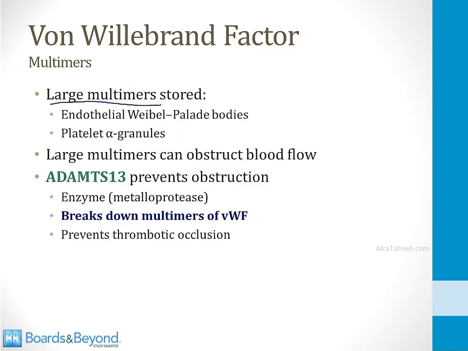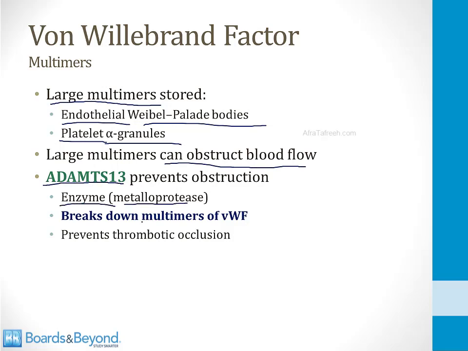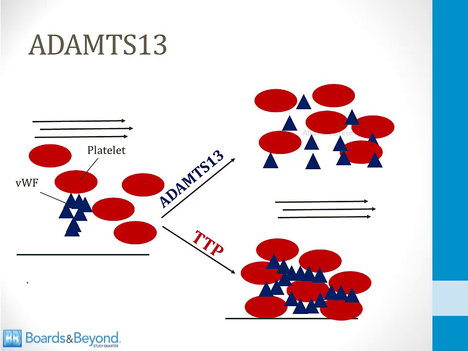The large multimers are stored, as I mentioned on the last slide, in the Weibel-Palade bodies of endothelial cells and also in the alpha granules of platelets. When they are released into the plasma, these large multimers can obstruct blood flow. The reason this doesn't normally occur is because of ADAMTS13. It's an enzyme, technically a metalloprotease, and it breaks down the multimers of von Willebrand factor and prevents thrombotic occlusion. The structure of von Willebrand factor and its interaction with ADAMTS13 is highly complex.